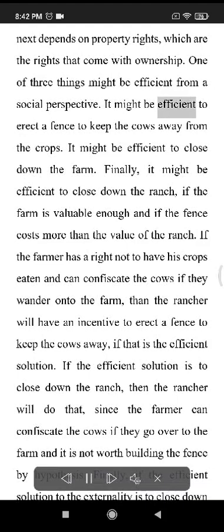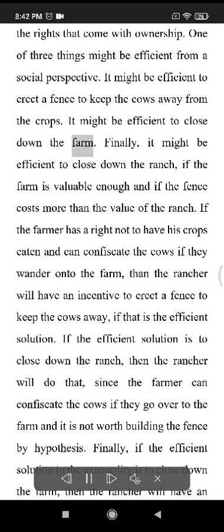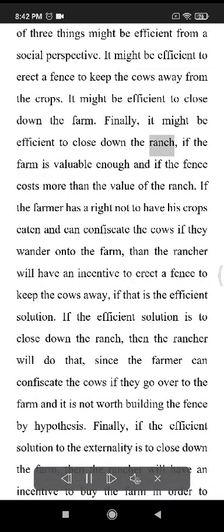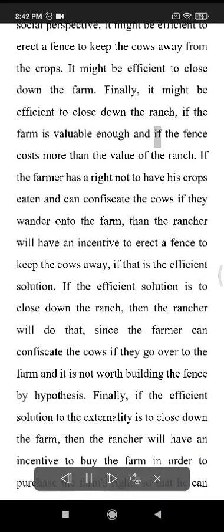It might be efficient to erect a fence to keep the cows away from the crops. It might be efficient to close down the farm. Finally, it might be efficient to close down the ranch, if the farm is valuable enough and if the fence costs more than the value of the ranch.